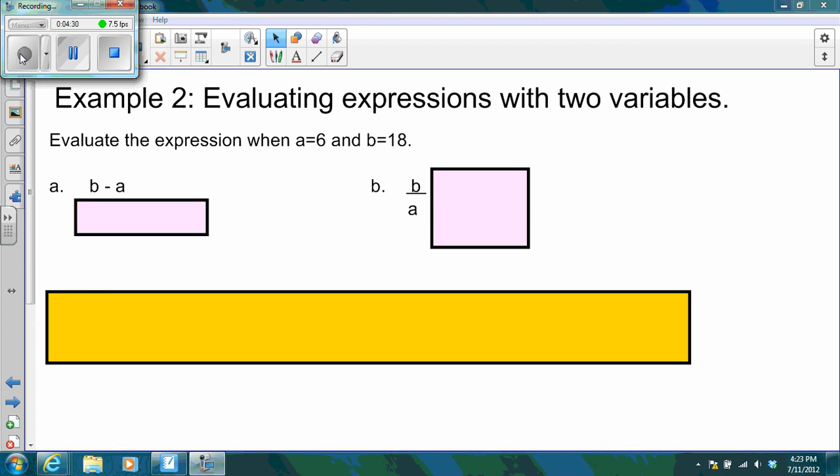So for example 2, we have evaluating expressions that have 2 variables, meaning 2 different letters. So we have a and b, where a equals 6 and b equals 18. Press pause now and try problem A, which is b minus a, and problem B, which is b divided by a, on your own.